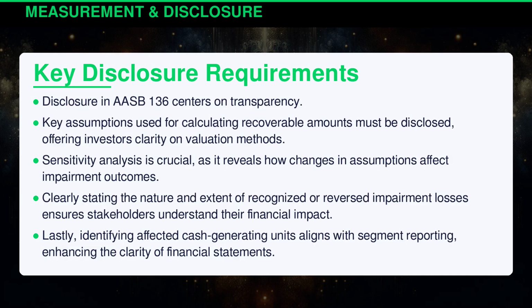Disclosure in AASB 136 centers on transparency. Key assumptions used for calculating recoverable amounts must be disclosed, offering investors clarity on valuation methods. Sensitivity analysis is crucial, as it reveals how changes in assumptions affect impairment outcomes. Clearly stating the nature and extent of recognized or reversed impairment losses ensures stakeholders understand their financial impact. Lastly, identifying affected cash-generating units aligns with segment reporting, enhancing the clarity of financial statements.